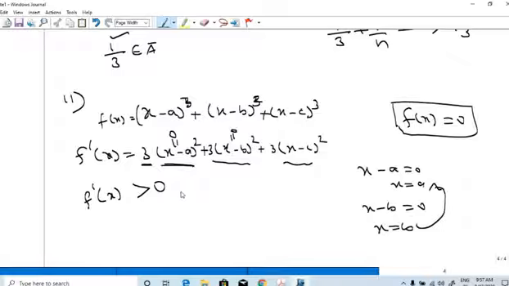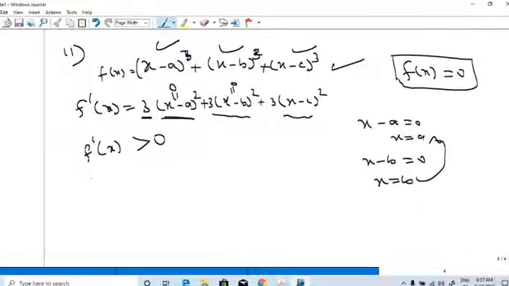So we know the result. This f is a continuous function, right? Because this is continuous, this is continuous, this is continuous, therefore the sum is continuous. So we know that for a continuous function, if the derivative is positive, then the function is increasing. So f is an increasing function. It's not decreasing, it is increasing.